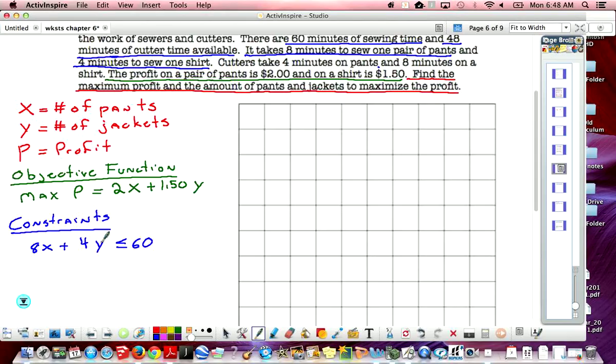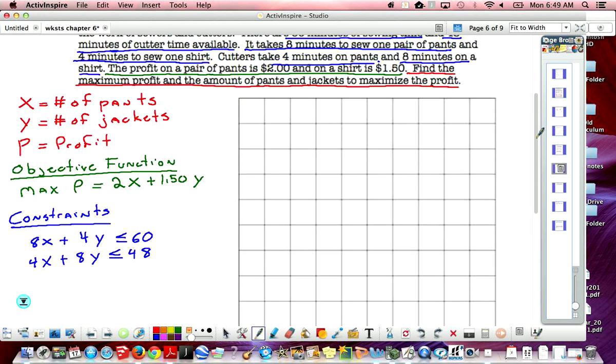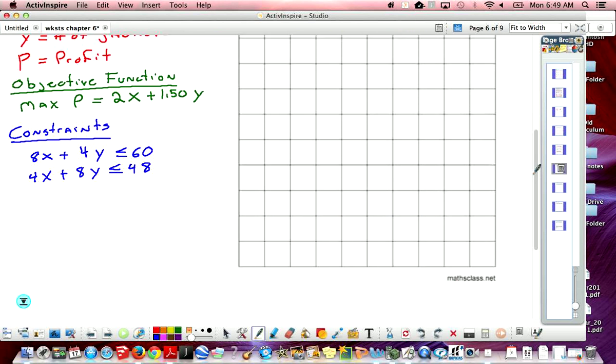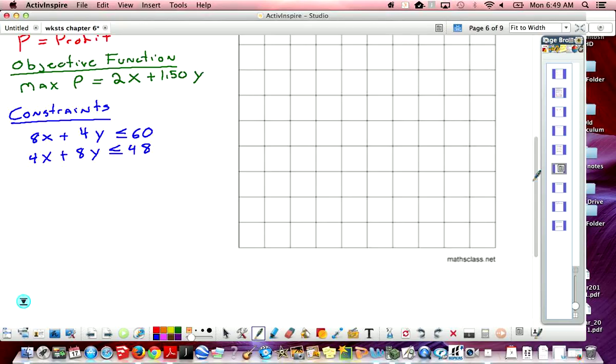Then we're going to talk about cutters. Cutters only take 4 minutes on a pair of pants, 4x, and they take 8 minutes on a jacket, 8y. That has to be less than or equal to the 48 minutes of time the cutter has. Now, the other two constraints that we have to take into account is that you can't have negative jackets and negative pants. So x has to be greater than or equal to 0, y has to be greater than or equal to 0.